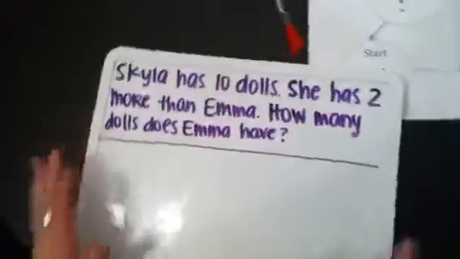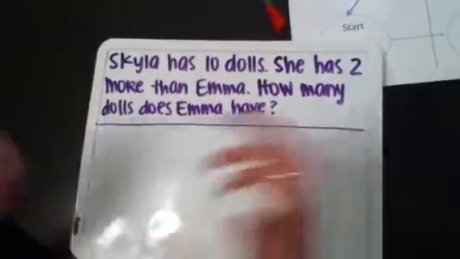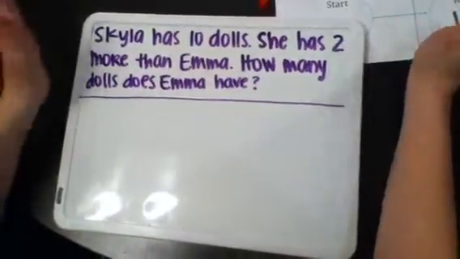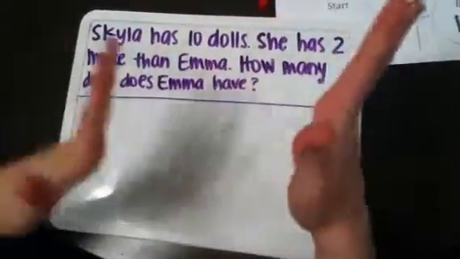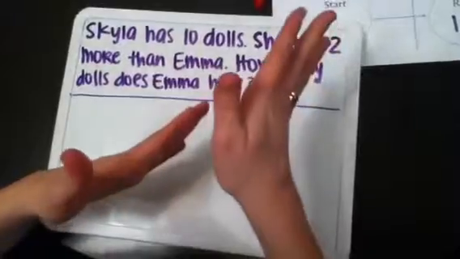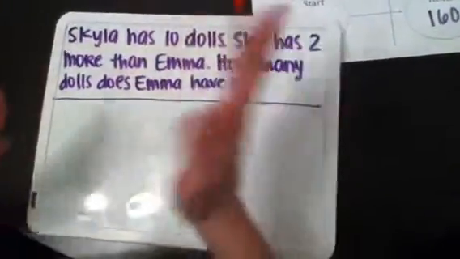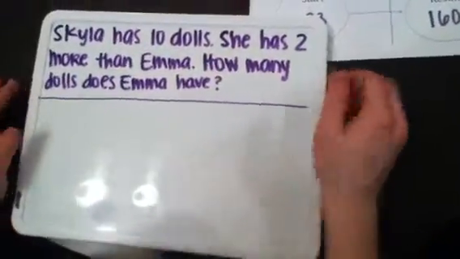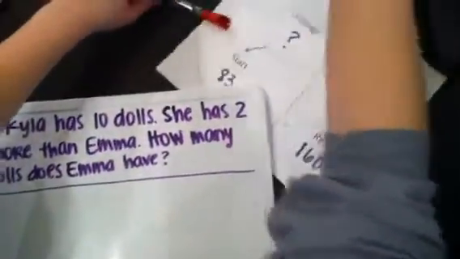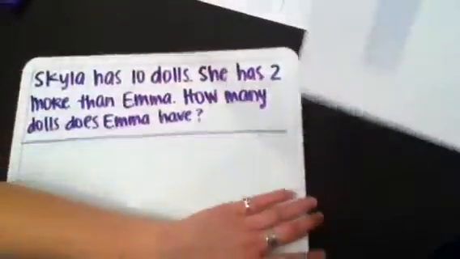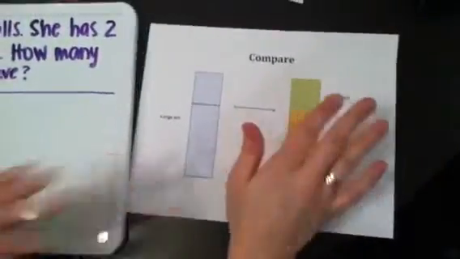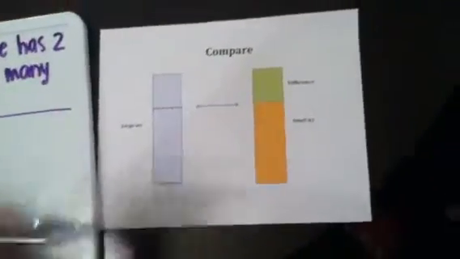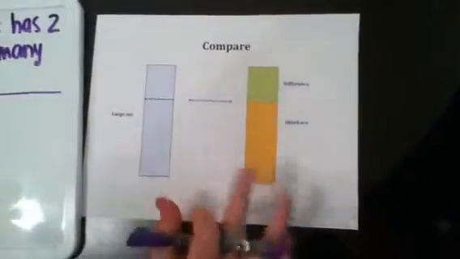Okay, so like I said, this is going to be a comparison problem because we can see that we're comparing how many dolls Skyla has compared to how many dolls Emma has. So we're comparing 2 quantities to each other. So now we're going to take a look at the compare chart that we use. And like the join chart, this is also just a great visual for the students. It really breaks the problem up so that they can see the parts of the problem. Makes it easier to solve this way.